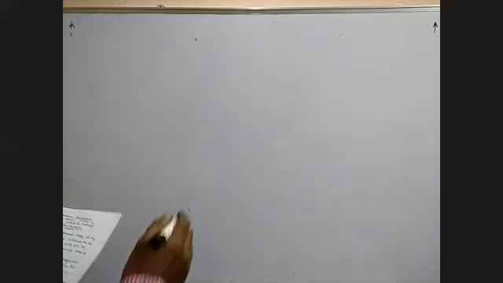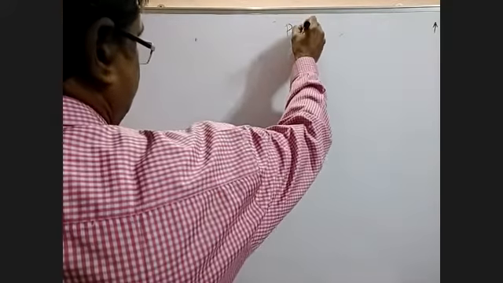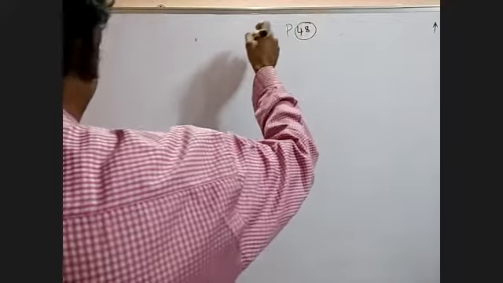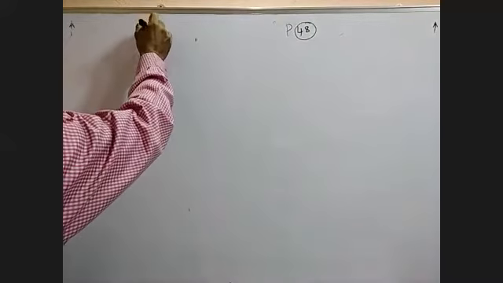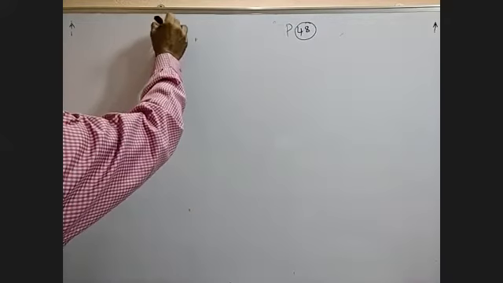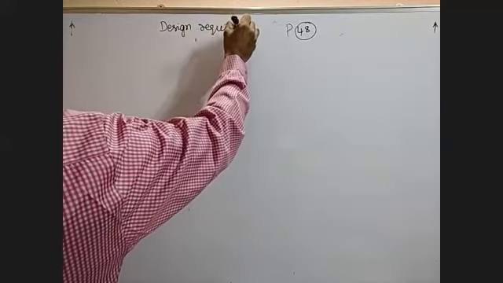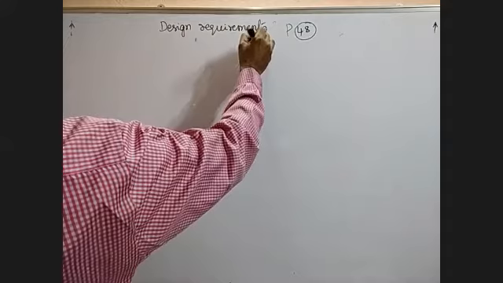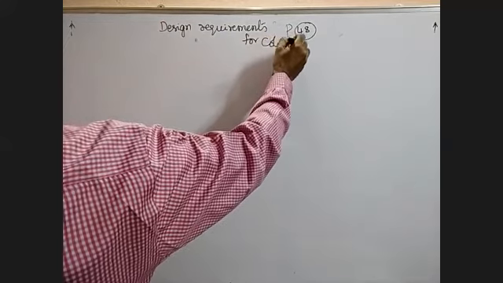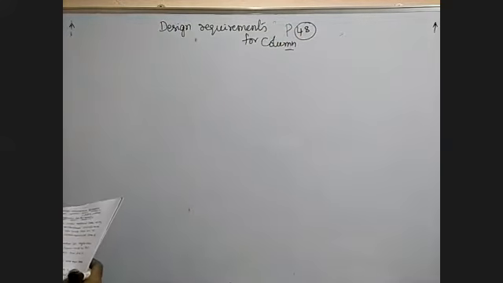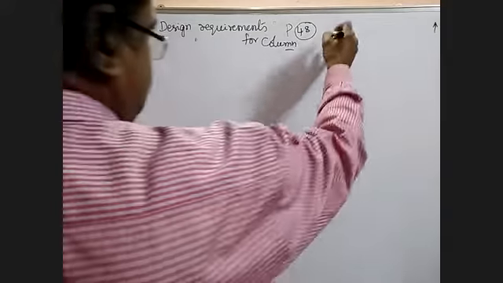Now you have code provisions. Code provisions for the design requirements for column. Okay, I will write it quickly. Now code provisions, page number 48, 26.3.